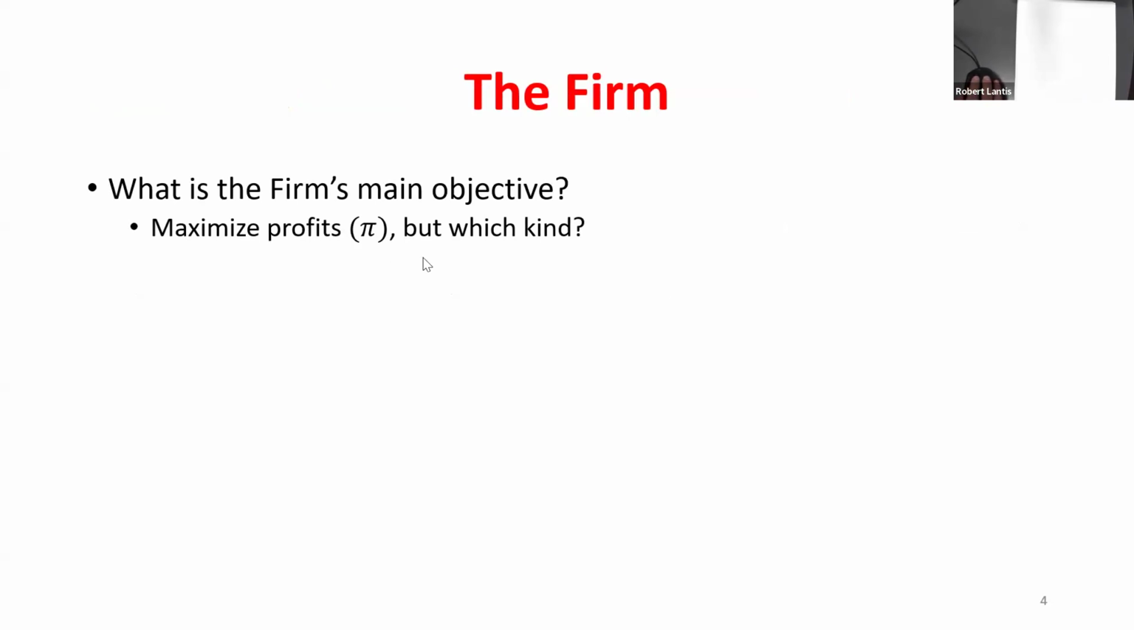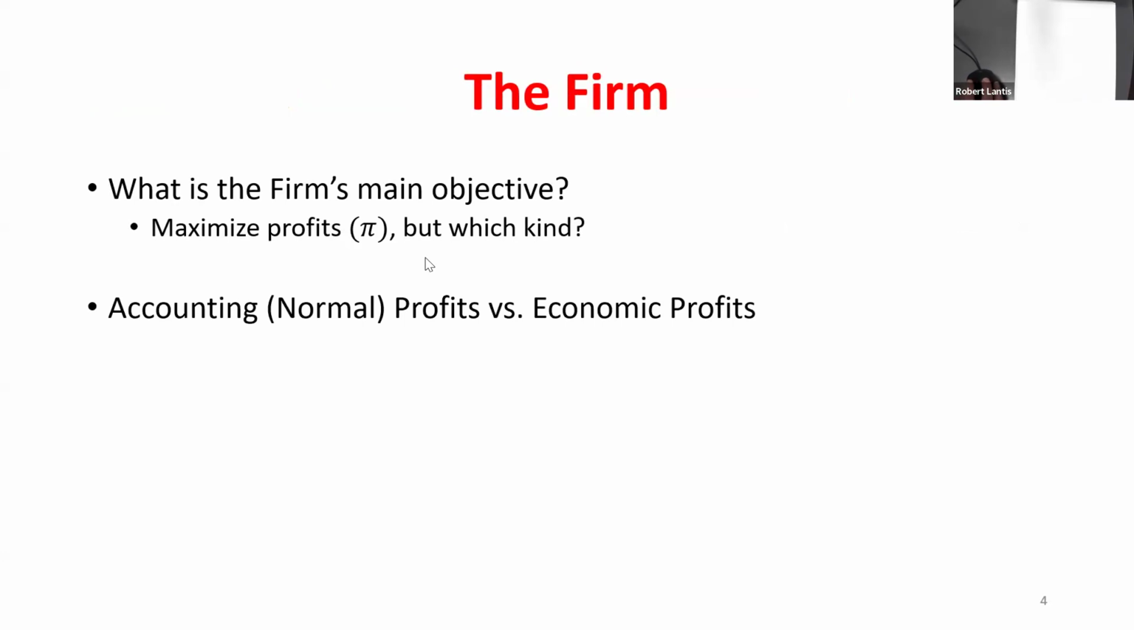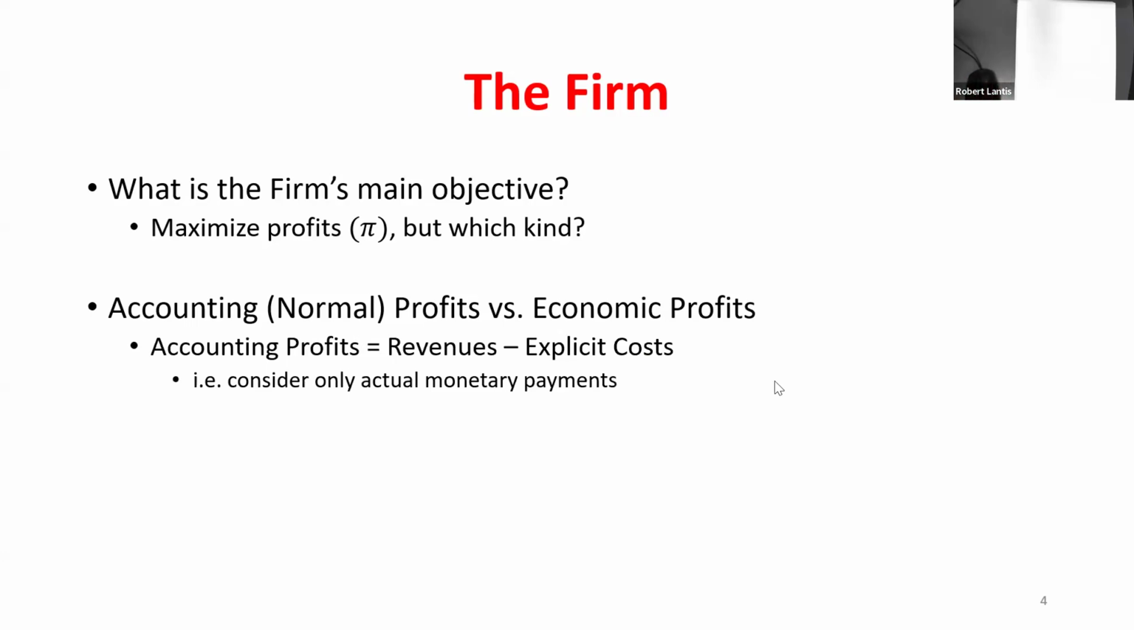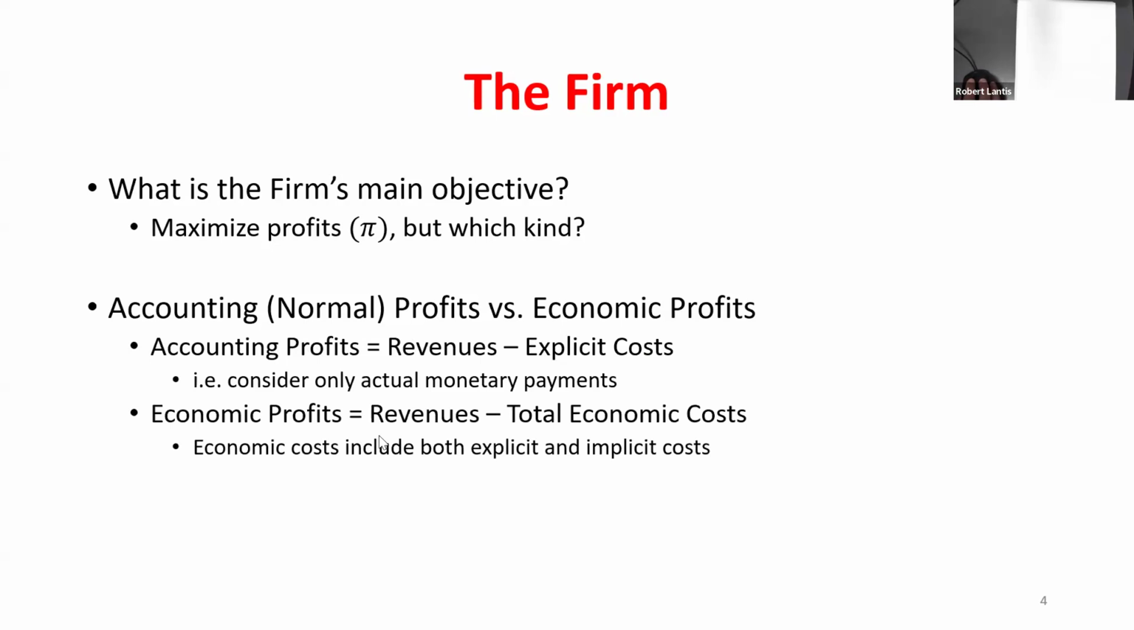Okay? However, we have two types of profits that we're going to be discussing. The first is accounting profits. Accounting profits are essentially what you would see on the accounting books, right? You just look at money coming in, money going out, right? Money going out, that's things you're handing money over for, that's explicit costs, right? So if I've got my revenues minus my explicit costs, that would be accounting profits, right?